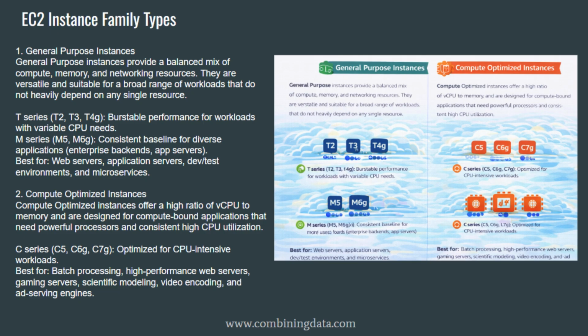M-Series, M5, M6G equals steady, general workload baseline. Best when you want consistent performance for typical production apps. Example: an application server running all day with predictable load. Exam tip: if the question sounds like a typical server and doesn't emphasize high CPU or huge memory, general purpose is usually the best answer.